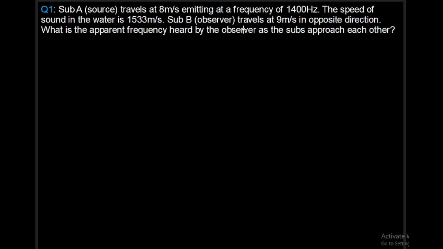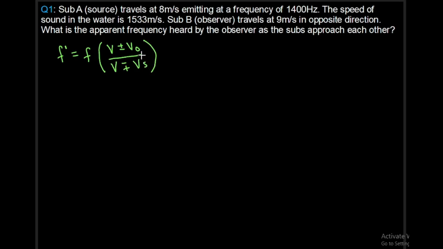They ask, what is the apparent frequency heard by the observer as the subs approach each other? Now we know that the apparent frequency is equal to the actual frequency multiplied by the velocity of sound plus or minus the velocity of the observer, all over the velocity of sound minus or plus the velocity of the source.